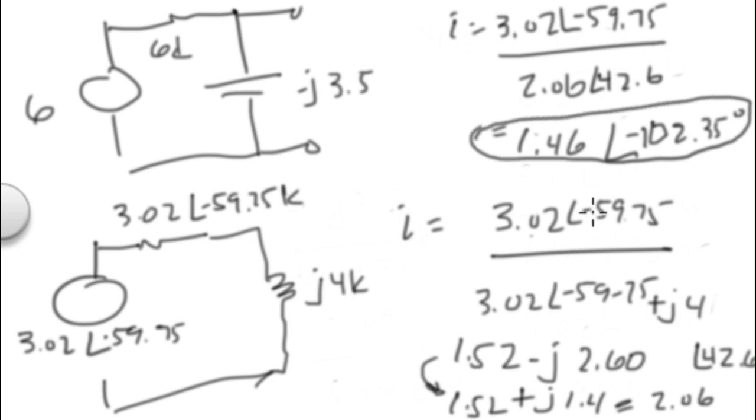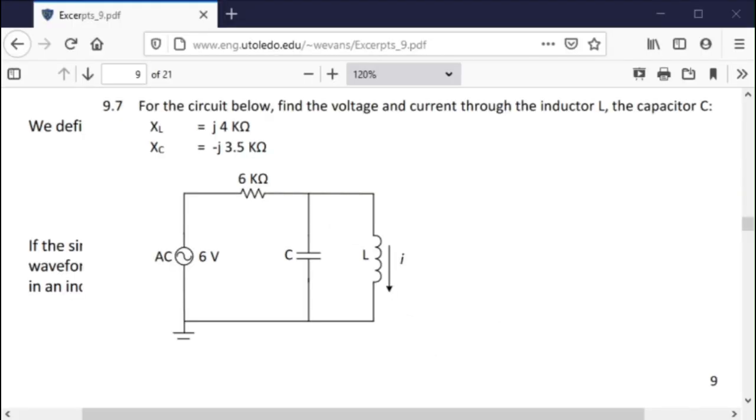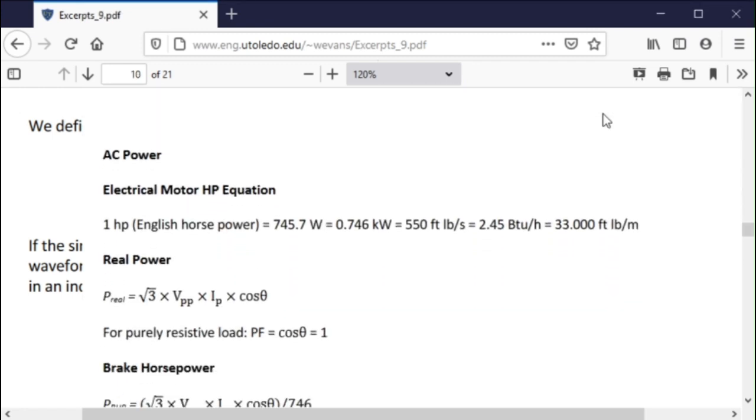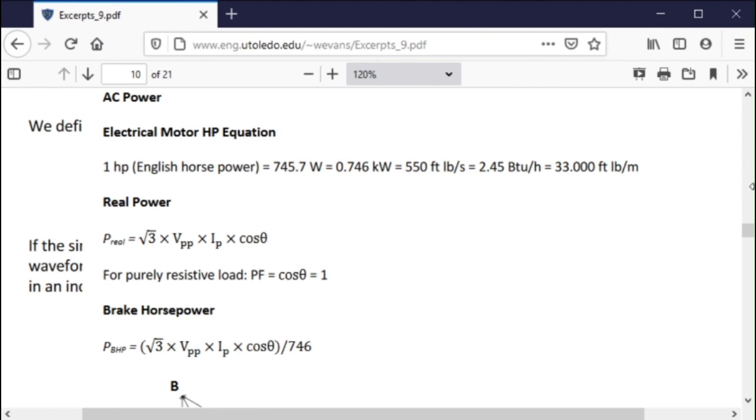Okay, enough. So we're going to go back and look at some of the rest of this chapter, and work on some of the items there. So let's go back and see what we can do here. Now we're talking about AC power.